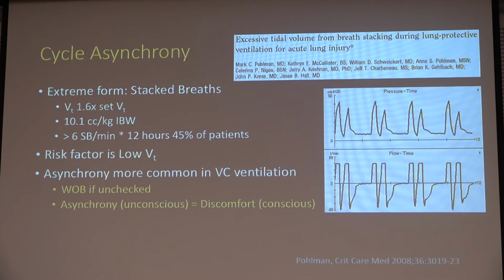So why is cycle asynchrony a problem? Well, the ultimate in cycle asynchrony is going to be these double-stacked breaths that many people see. The problem with these double-stacked breaths is it's actually not a double-stacked breath, but it's really a big breath with two different efforts in there. And what we know is that if we set the tidal volume at about 6 cc's per kilogram, when we have double-stacked breaths, the actual breath that goes into the patient is going to be about 9 to 10 cc's per kilogram. And so, again, clearly injurious lung volumes in these patients with these stacked breaths.